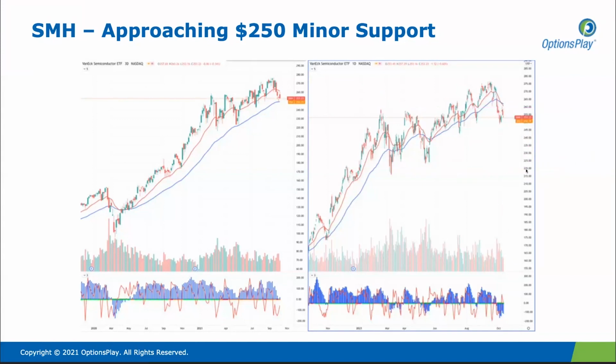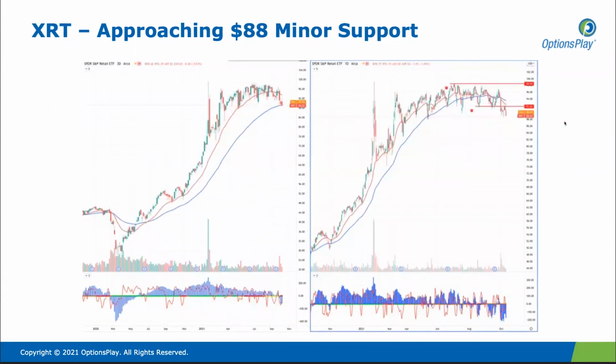So this is one also worth paying attention to, because as we're approaching these minor support levels, we've got the moving average crossover. Momentum has turned negative on the daily chart. It has not turned negative on the longer-term chart just yet, but it is at risk. And a pullback below these support levels would potentially target 220, 225 to the downside for semiconductors. So semiconductors, relatively strong, showing some weakness is a concern for me.